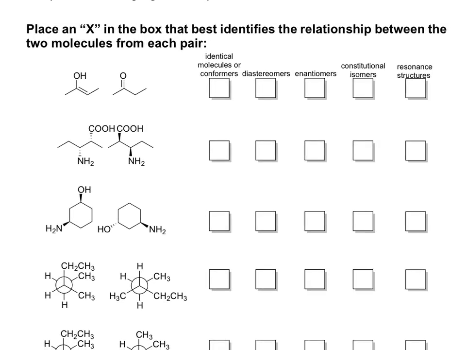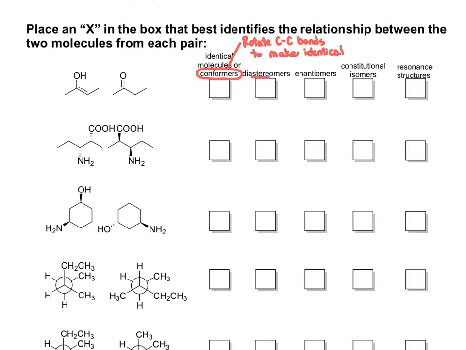Place an X in the box that best identifies the relationship. And the possible relationships we have are that the two molecules are identical or conformers. Remember that conformers mean that we can totally superimpose all of the atoms. In other words, the two molecules become identical by just rotating around carbon-carbon bonds. So conformers mean that we can just rotate around carbon-carbon bonds to make the molecules identical. So we'll closely investigate each pair of molecules to see if there's some way we can rotate around the carbon-carbon bonds to make the two molecules the same.